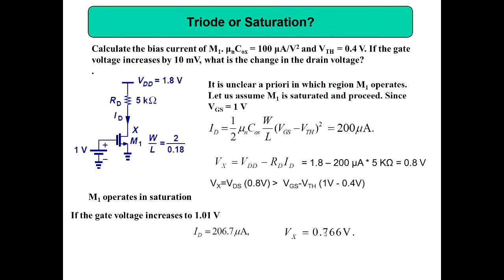Now, what is the change in the drain current? 206.7 microamps minus 200 microamps. It's a very small current. How much is it? 6.7 microamps, that is the change. And now my question is, what is the gain of this circuit? Voltage gain.